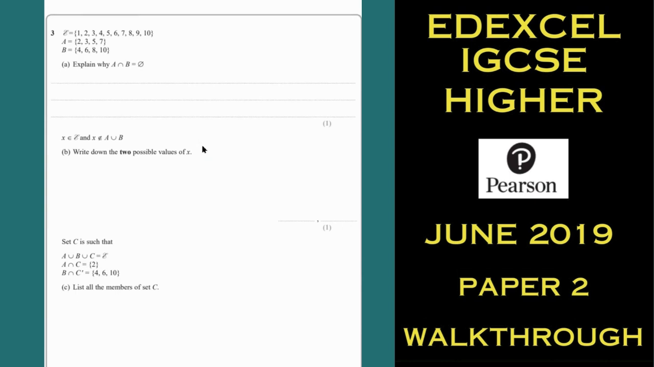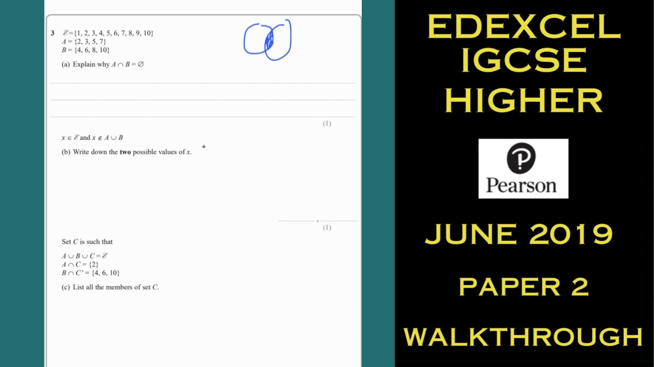Number 3, so set notation. Venn diagrams without the Venn diagrams, really. So, explain why A intersection. So don't forget what intersection means. It means crossover, overlap, or it just means what do they have in common. And that gives you the answer to part A.